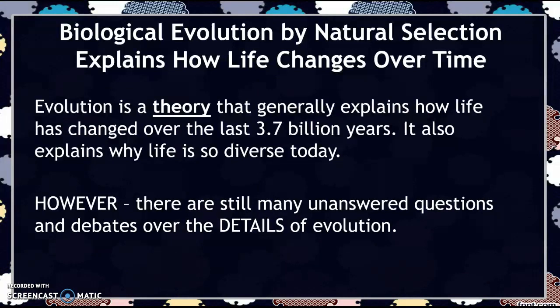So one of the big things to recognize is that evolution is a theory that generally explains how life has changed over the last 3.7 billion years. It also helps to explain why our life is so diverse today. However, it is a theory. So this means that there's a lot of unanswered questions and debates over all of the details. For the most part, however, evolution is a widely accepted theory, and if you talk to the majority of scientists, they'll say that yes, evolution is actually occurring on our planet.